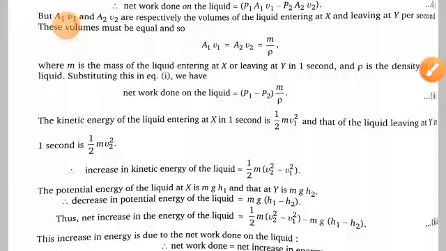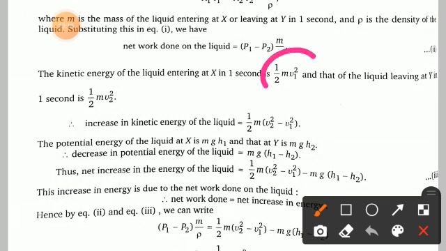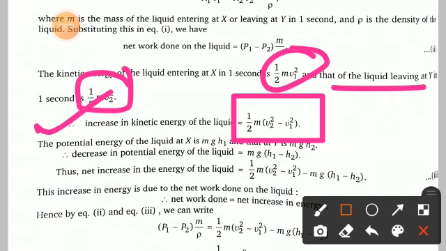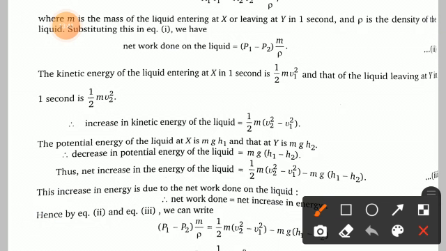Now you know very well the kinetic energy of a liquid entering at X is half mv square, and the liquid leaving at Y in 1 second has kinetic energy half mv square. So the increase in the kinetic energy, the change in the kinetic energy, you can write as half m (v2 square minus v1 square). Now the potential energy of the liquid at X is mgh1 and at Y is mgh2. So the decrease in the potential energy you can find as mg(h1 minus h2).